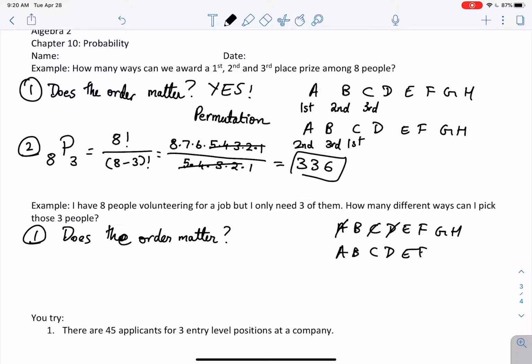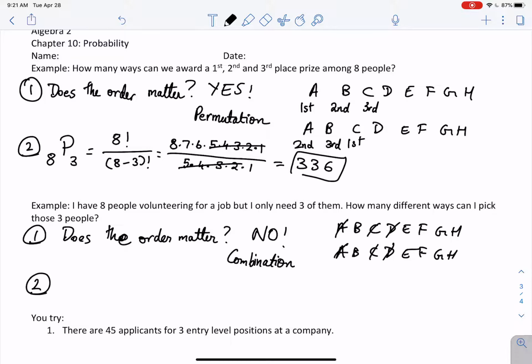Is that different from me picking the same 3 people, but in a different order? So I'll do C, D, and then A. It doesn't matter which order I pick them in. The same people are still picked, and that's all that matters. So here the order doesn't matter. So this is a combination.